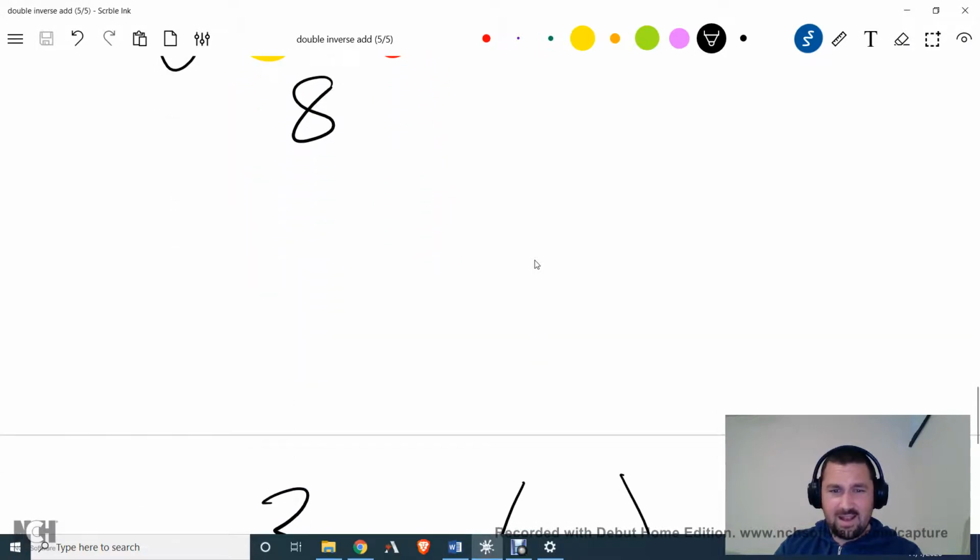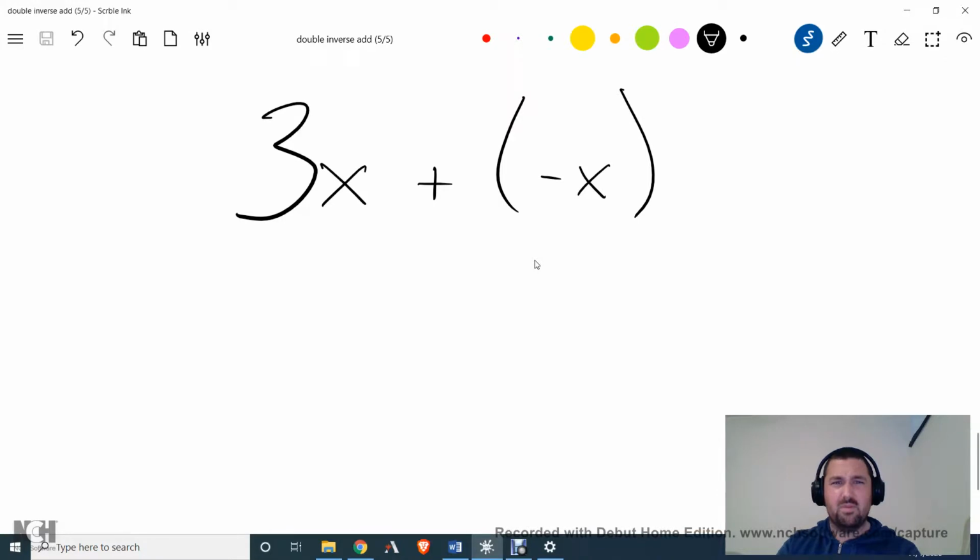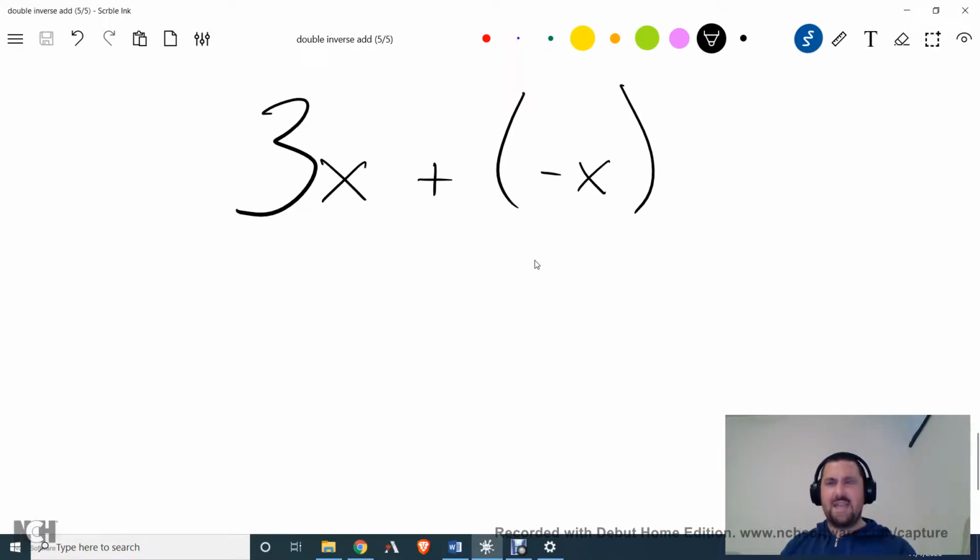Okay, let's look at another example. You can do this even when you have variables. So 3x plus negative x. Some people are like, oh, that's negative 4x because I got a negative, I got a positive, they combine. Well, no, I don't want to bother with that. Let's do this the exact same way. I keep the 3x. So I still have 3x.